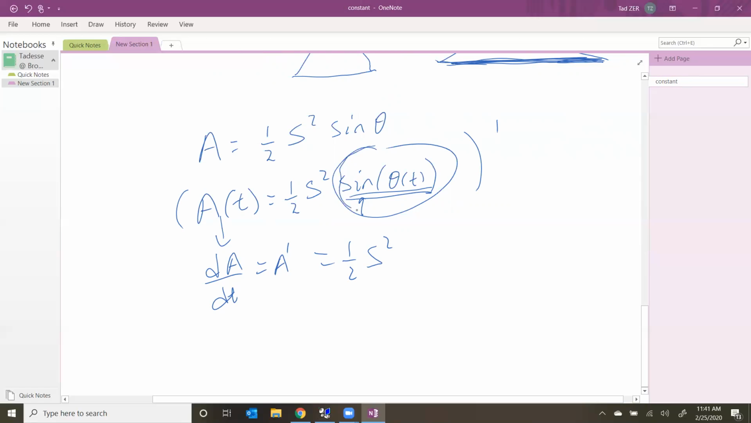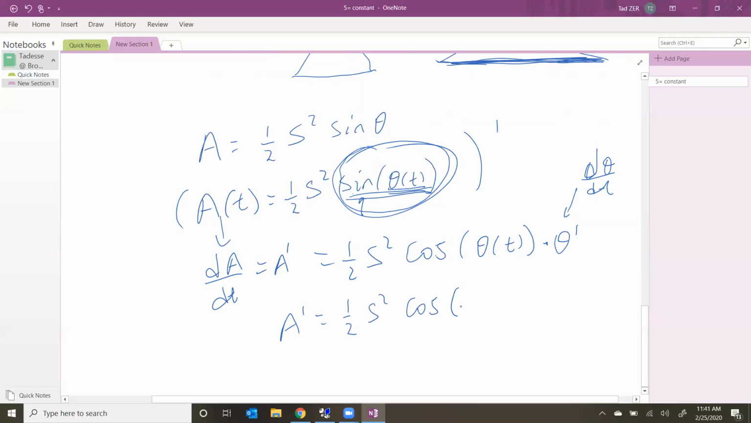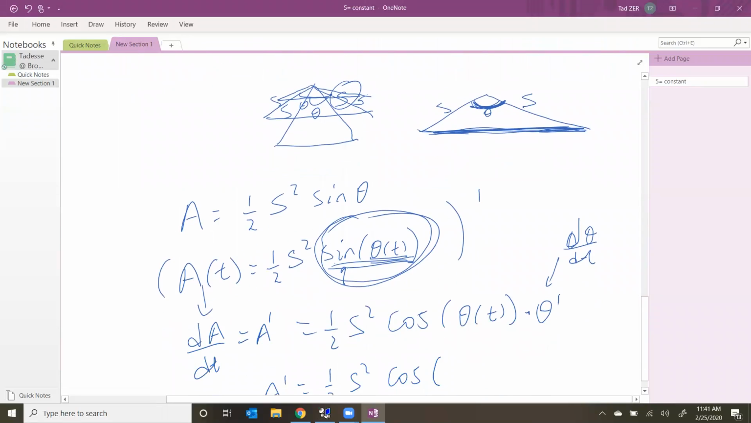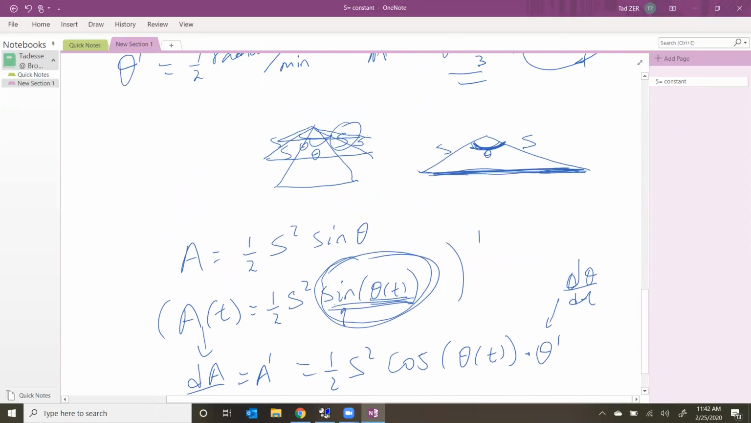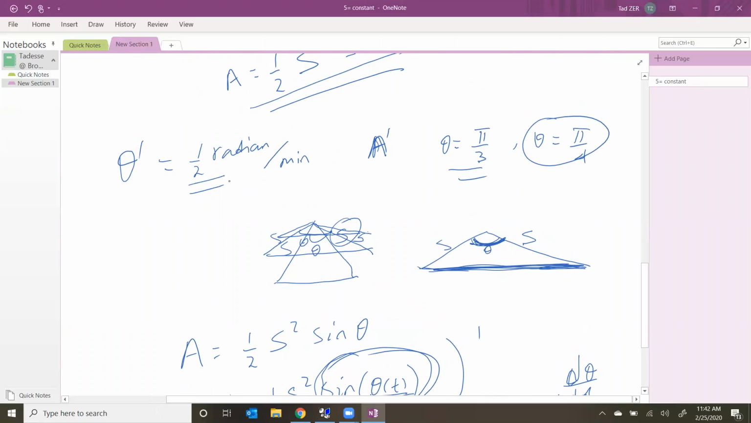Okay, I'm using implicit differentiation now, equal to half S squared, which is a constant. Now let's apply the chain rule for this guy. What is the derivative of sine? Cos theta of t times the derivative of theta. This is theta prime. So theta prime is nothing but the derivative of theta with respect to time. I'm sure this is clear. I'm using the chain rule. So we're looking for A prime. It will be half S squared cos, what is theta? When theta is pi over 3. That's what we are looking for, right? When theta is pi over 3, this is pi over 3 times, and you are given that the rate of change of the angle is half radian per minute.